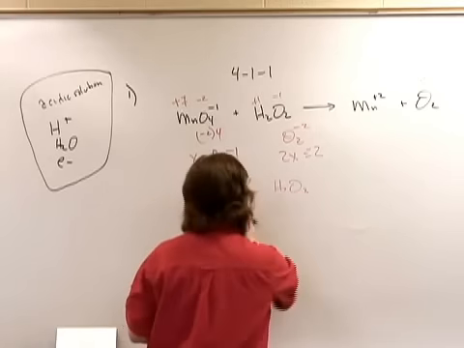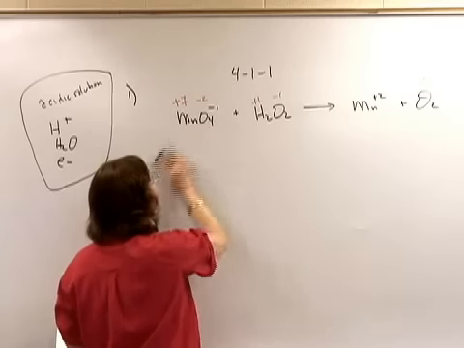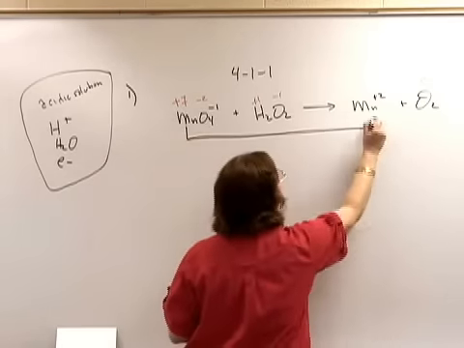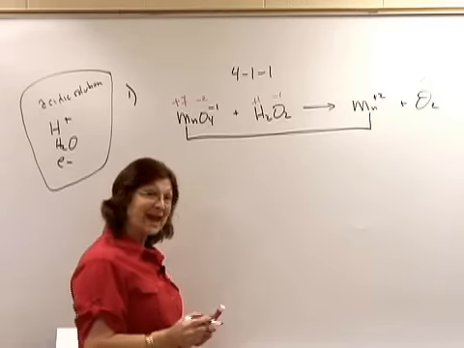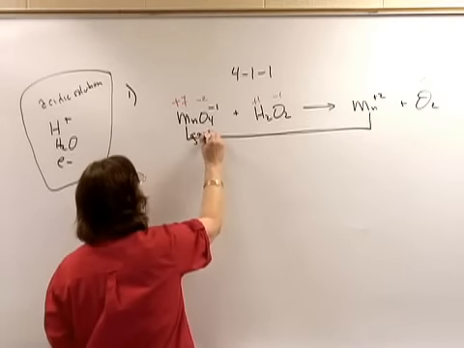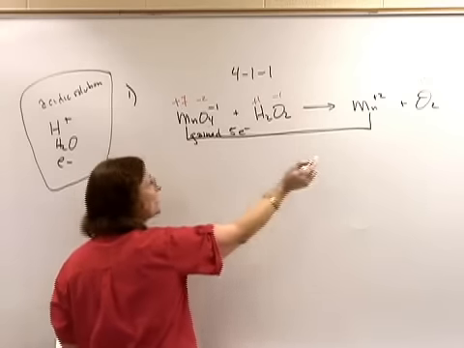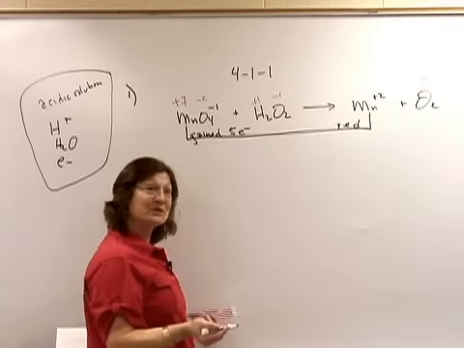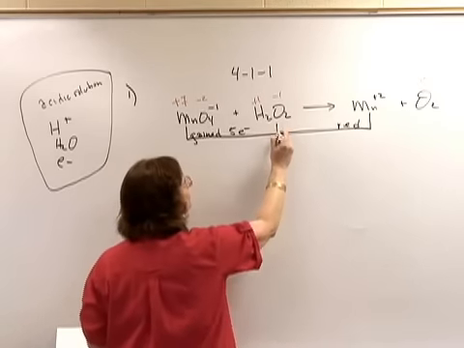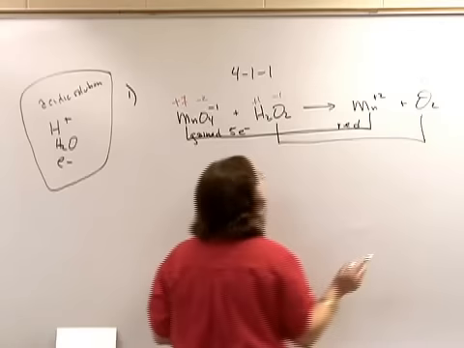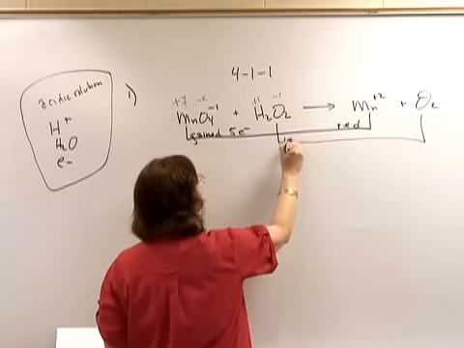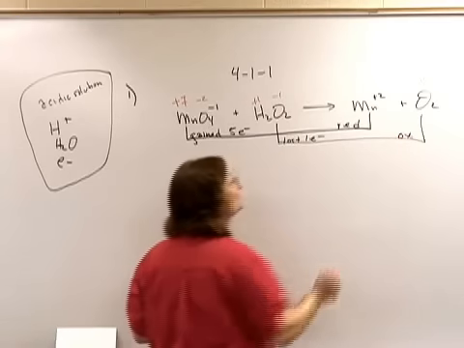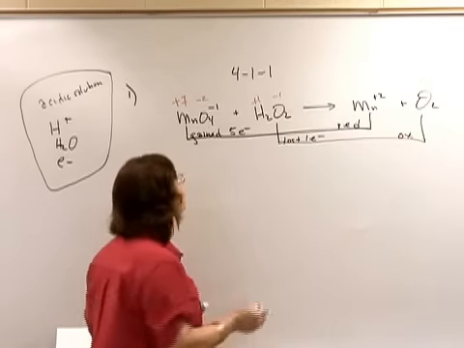Now we can see what has happened here is that the manganese has changed from +7 to +2. And therefore it has gained 5 electrons. And it was reduced. As you know, red is my abbreviation for reduced. Oxygen has gone from -1 to 0, and therefore it has lost 1 electron. And it was oxidized.